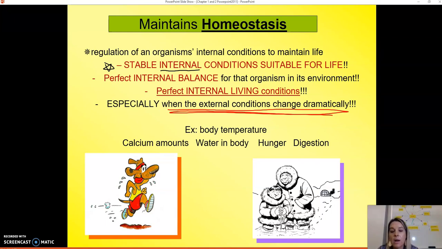And it's bad. Water in your body, like dehydration. You'll start to get a headache. Your veins might start to disappear and you can pinch your skin. Calcium amounts. If you're low in calcium, you'll start to have muscle cramps. When you're hungry, your belly starts to growl. If you're over full, your belly gets bloated and you feel disgusting. Digestion, oh my gosh, I can't even go into that one. The gurgles and the burbles and yuck, yuck, yuck. So that's maintaining homeostasis. It's all internal, okay?